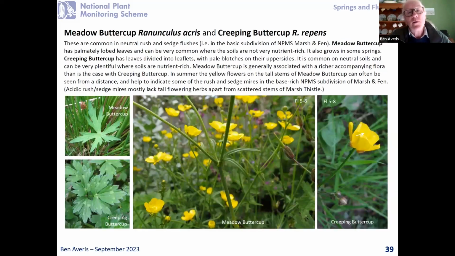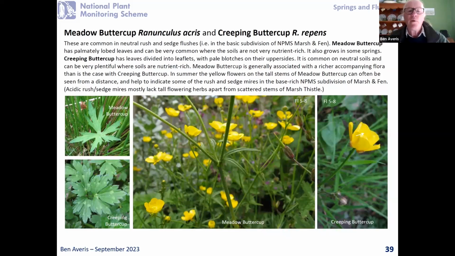Buttercups are pretty common in springs and flushes. We're talking here really about the meadow buttercup and the creeping buttercup. And if that spring or flush has been quite nutrient enriched, like maybe by runoff from fertilized fields nearby or anything like that, then the creeping buttercup is very much on the cards.